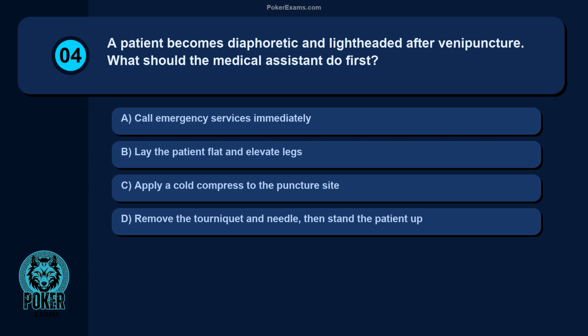Question 4. A patient becomes diaphoretic and lightheaded after venipuncture. What should the medical assistant do first? Call emergency services immediately. Lay the patient flat and elevate legs. Apply a cold compress to the puncture site. Remove the tourniquet and needle, then stand the patient up.